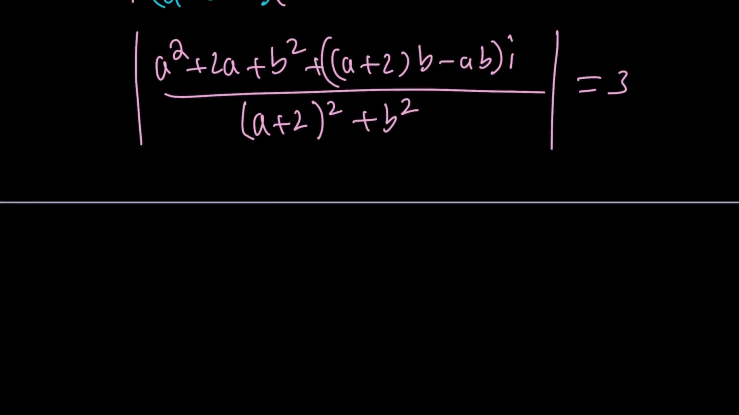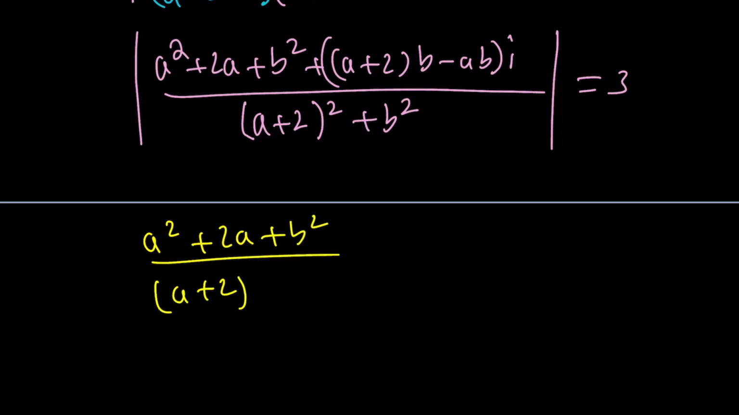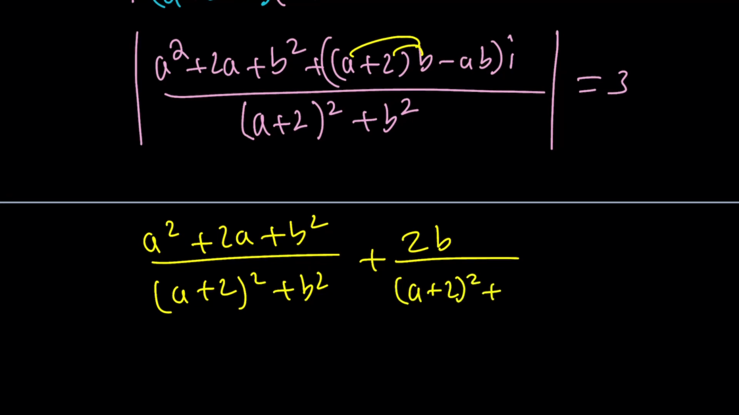We can separate it into real and imaginary parts, like a squared plus 2a plus b squared divided by a plus 2 squared plus b squared, plus a plus 2b. By the way, when you distribute this, you're going to get ab plus 2b, or not 2b, minus ab. ab is going to cancel out. You're going to end up with 2bi. So let's go ahead and write it that way. 2b, and that'll be divided by a plus 2 squared plus b squared, and then that's multiplied by i. You're going to take the absolute value of that, and that's equal to 3.